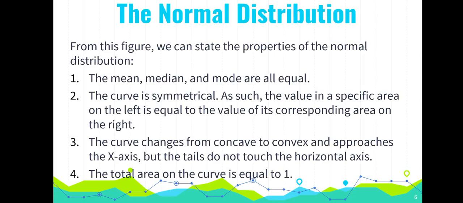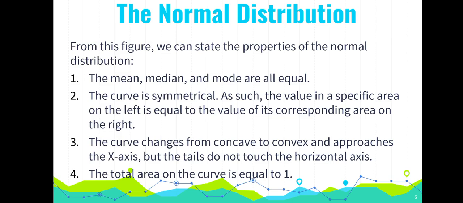So, from this figure, we can state the properties of the normal distribution. So, number one, the mean, median, and the mode are all equal. So, equal po silang tatlo. The curve is symmetrical, such that the value in a specific area on the left is equal to the value of its corresponding area on the right. So, when we say symmetrical, no, both sides are the same.